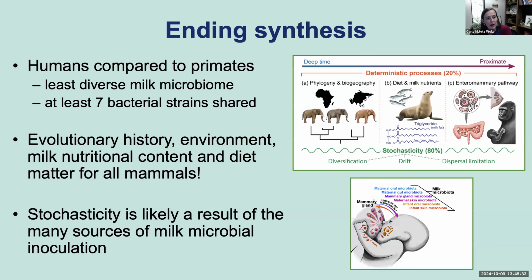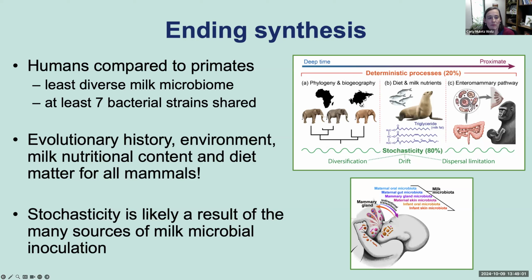So to just wrap up, humans compared to primates, we have the least diverse milk microbiome, but there are at least 7 bacterial strains that are shared, and I think those are really fascinating to me because they are conserved all across primates. It just seems to reason that they have to be serving some sort of function to maintain this conservation across such long evolutionary time.